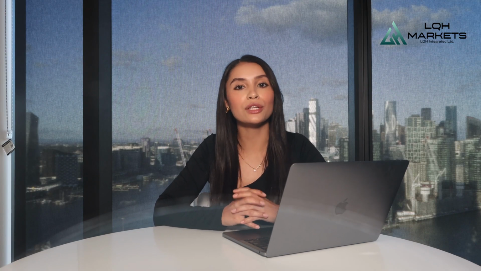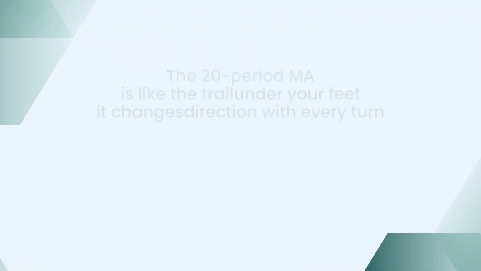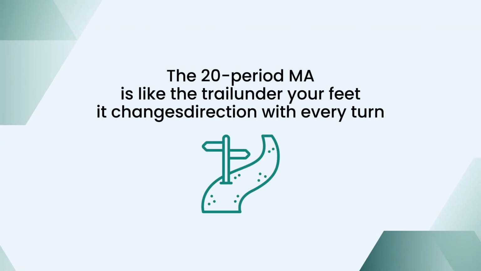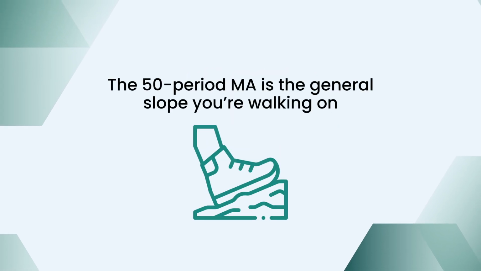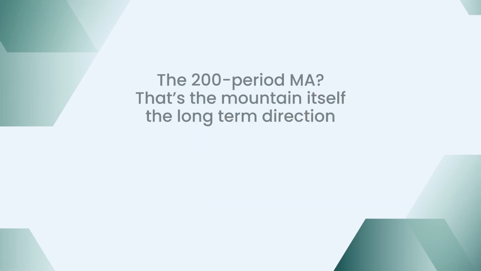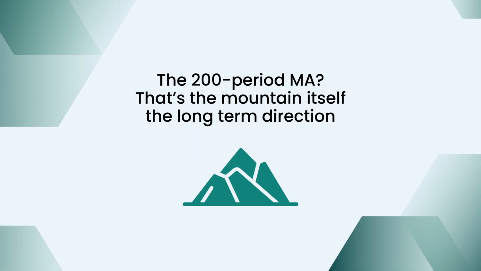Let's make this more concrete. Imagine you are hiking a mountain. The 20-period moving average is like the trail under your feet. It changes direction with every turn. The 50-period moving average is the general slope you're walking on. The 200-period moving average, that's the mountain itself, the long-term direction.